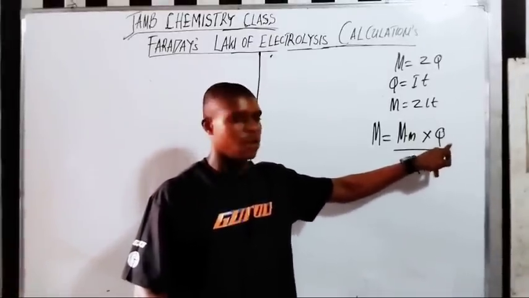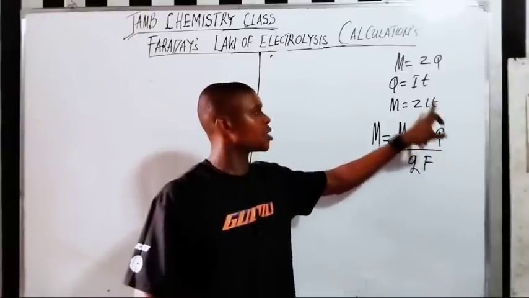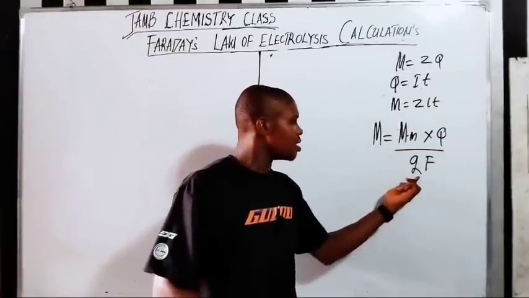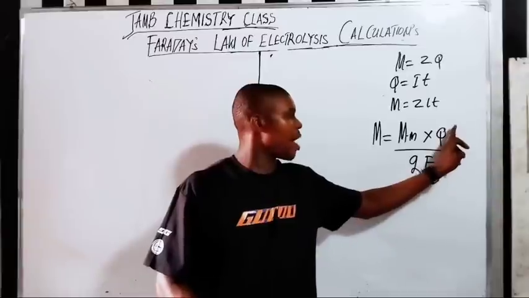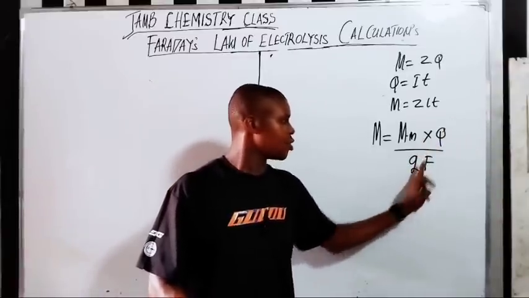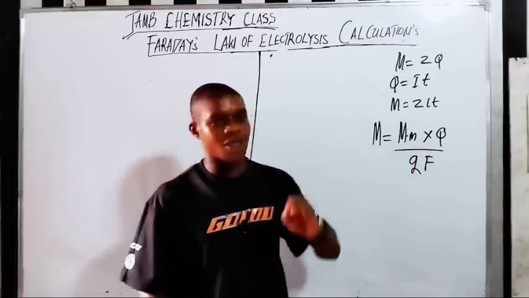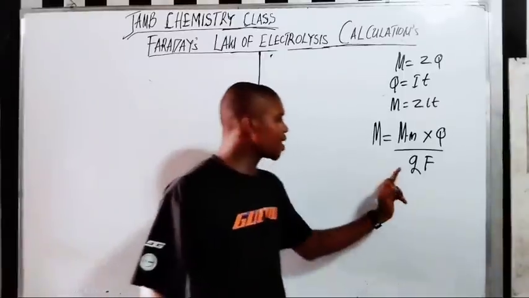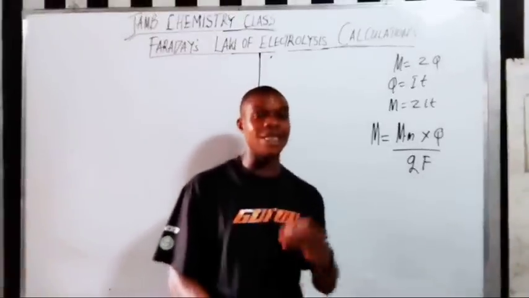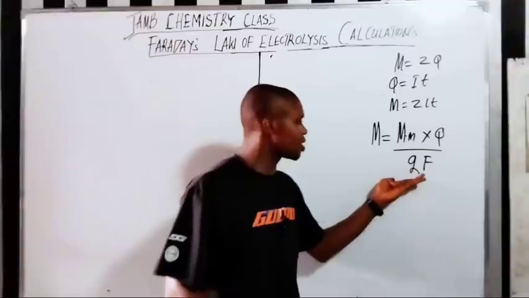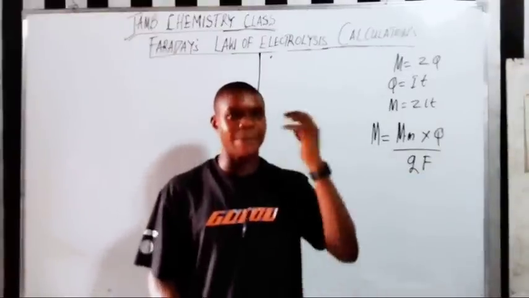Q means what? Quantity of charge, IT. Then this small letter q. Remember, here we have big letter Q and here we have small letter q. Big letter Q is the quantity of electricity. Small q is the charge, that is the oxidation state of the metal that is being deposited.